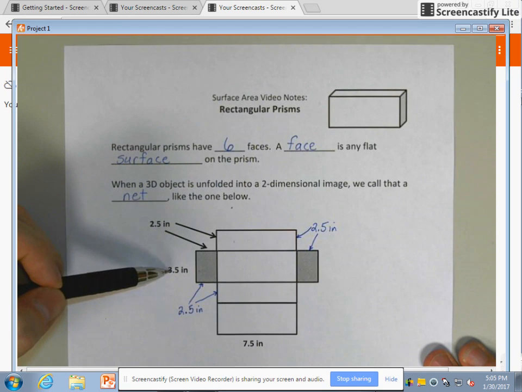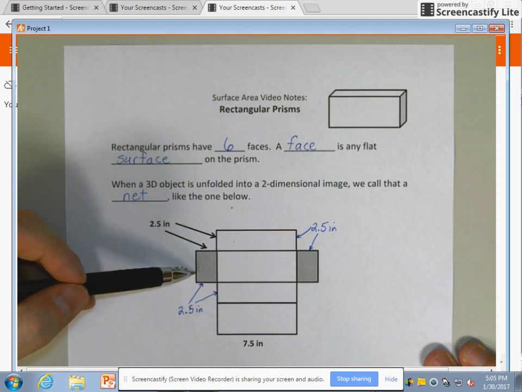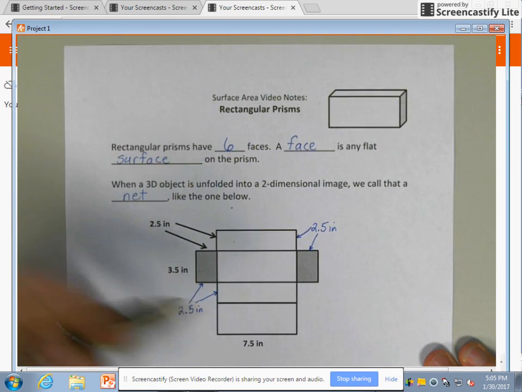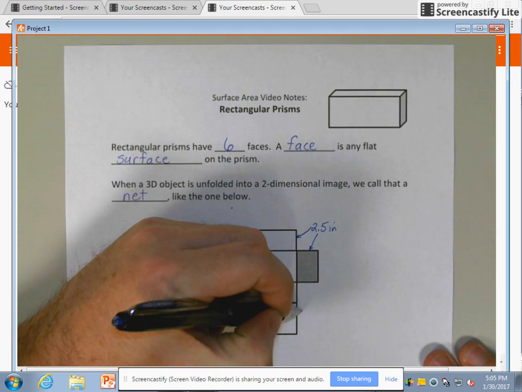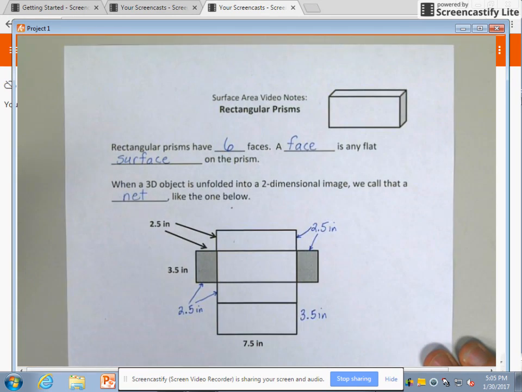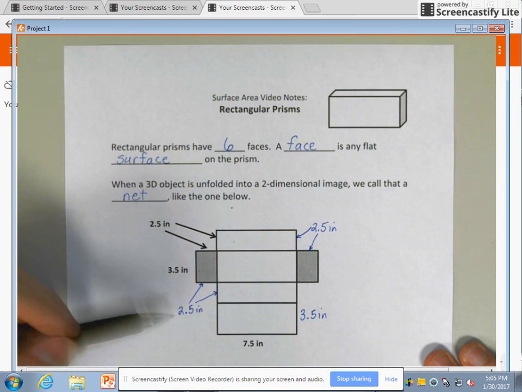And so if we have this edge right here being 3.5 inches on this section all the way across here, then from here to here is 3.5. That means this bottom piece as well will also be 3.5 inches, which is kind of nice because now we're just really working with 3 different numbers.